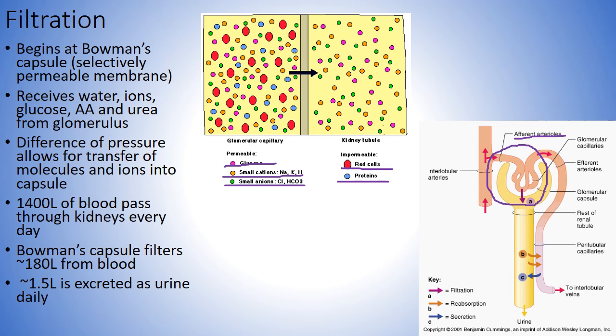So what happens here is mostly everything will become filtered. The only things that don't become filtered are the bigger molecules like your red blood cells, your white blood cells, your platelets, your proteins. Smaller molecules like amino acids, small cations, small anions will filter across the membrane and into the Bowman's capsule. Interesting fact: 1,400 liters of blood pass through the kidneys every day. Bowman's capsule will filter approximately 180 liters from the blood, but only 1.5 liters is excreted as urine daily. That means that after filtering occurs, the kidney will reabsorb most of the filtrate.